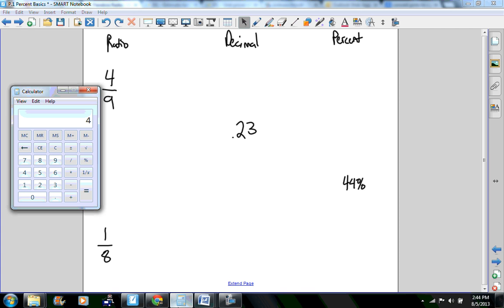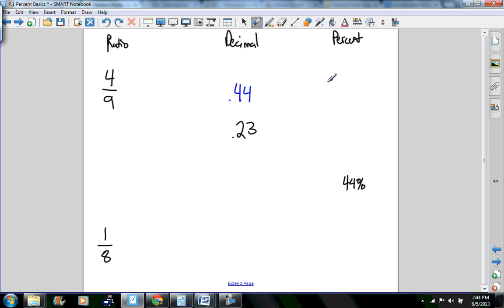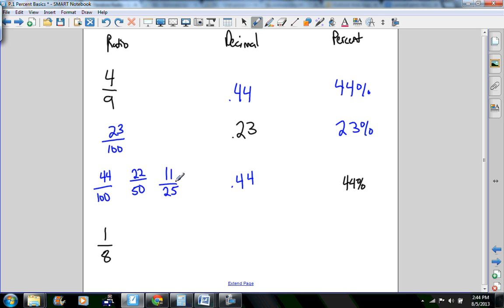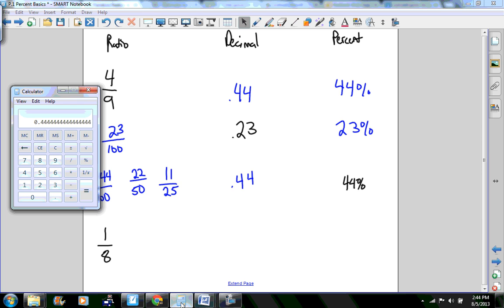Okay, so 4/9 is 0.44, which is 44%. 0.23 is 23%, and 23 over 100. 44% turns into 0.44, and we do 44 over 100. 22 over 50. Something doesn't feel right here. And 11 over 25.